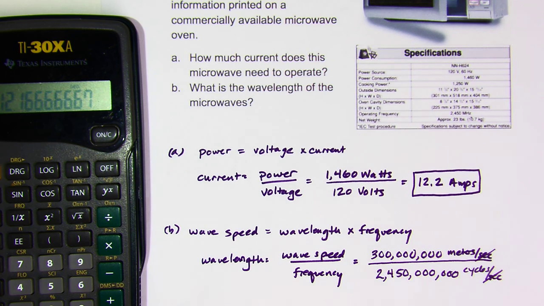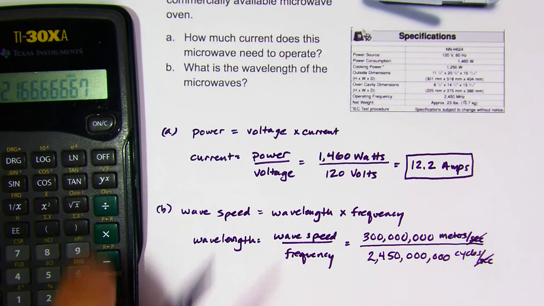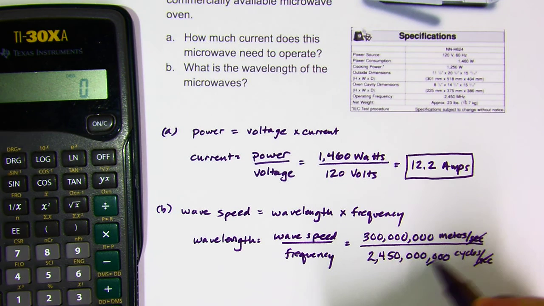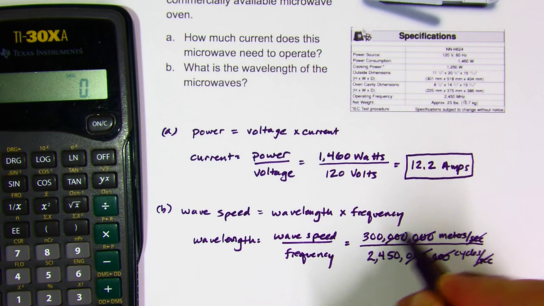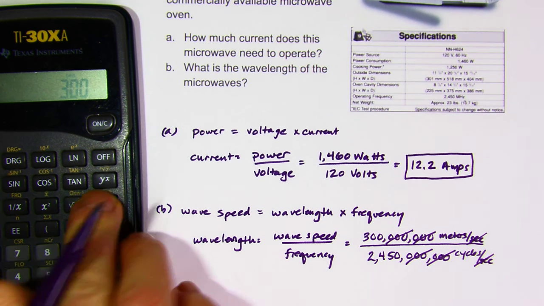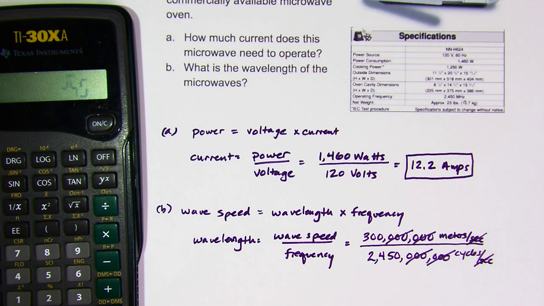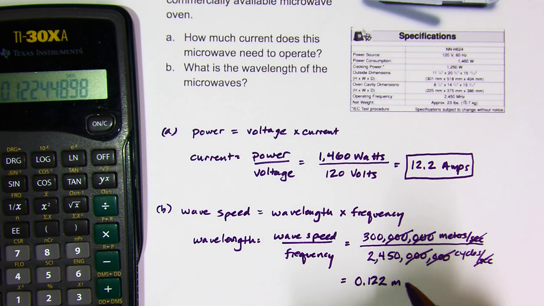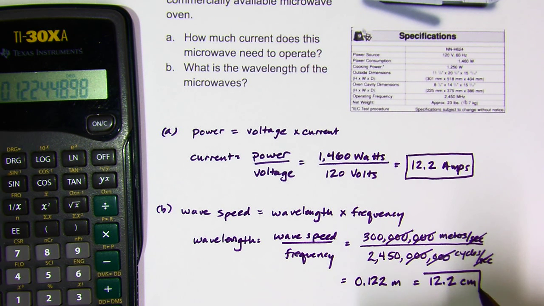Cycles is a placeholder variable there, so we're really just left with a wavelength in meters. And I can get rid of that set of zeros, that set of zeros, and just take 300 divided by 2450, and I come out with 0.122 meters, or about 12.2 centimeters.